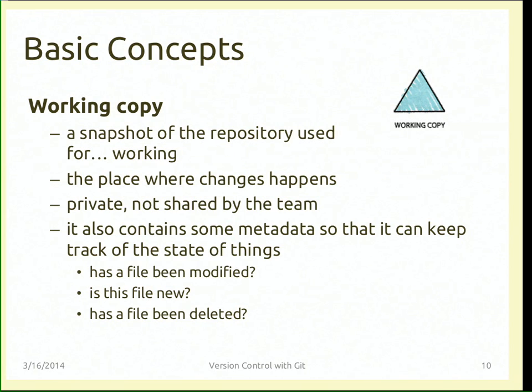Then we have the working copy. The working copy is, you can say, a private snapshot of the repository that is used by each developer for effective work, for programming, for example. It is the place where all the changes happen. It's private, so it's not shared by the whole team. It's on my computer, physically on my computer. And it has some metadata to keep track of the state of things, like whether a file has been modified, whether a file is new or existed before, whether a file has been deleted, and when.